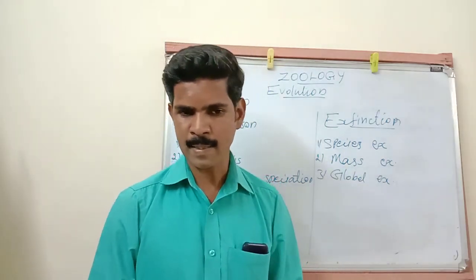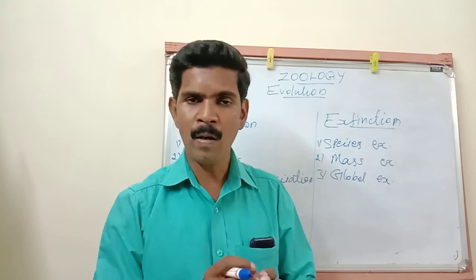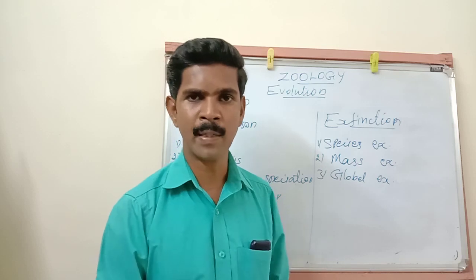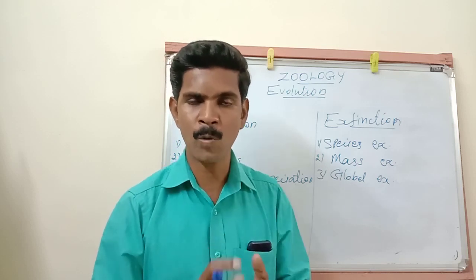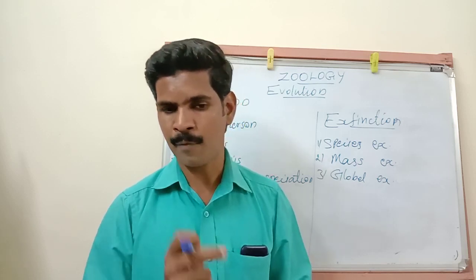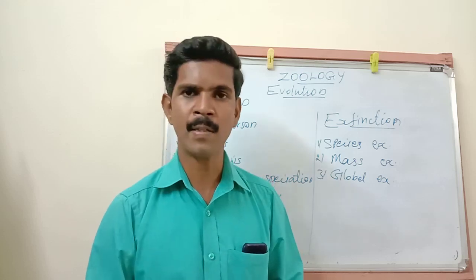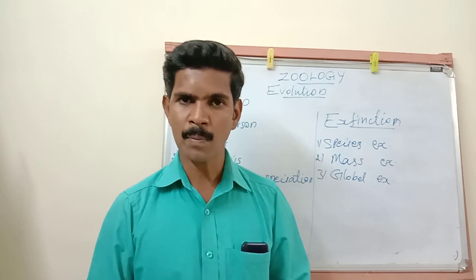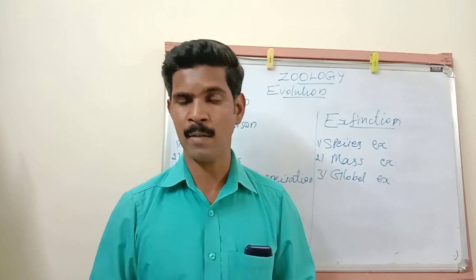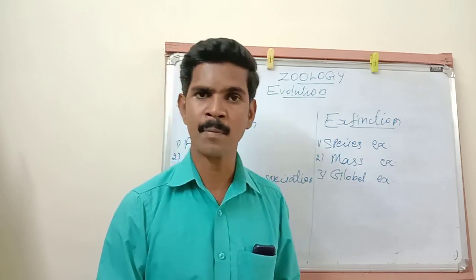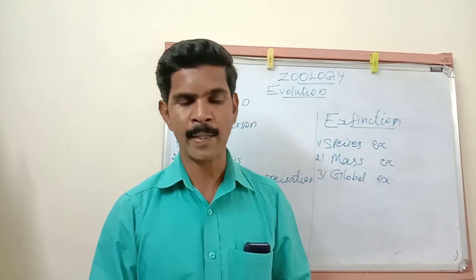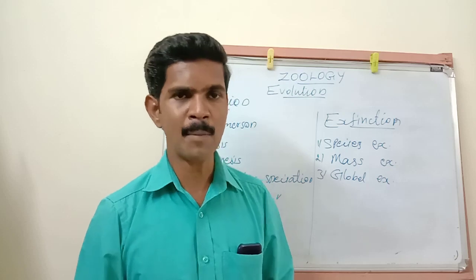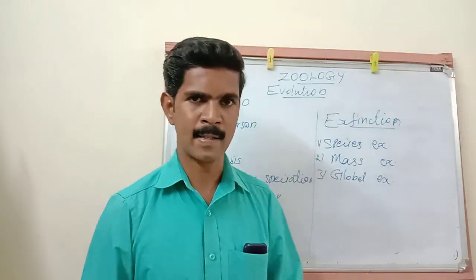Here, species extinction means the entire species is eliminated from the earth by two important events. The first is the environmental event and the second is the biological event. Because of these two events, the entire species is eliminated from the earth. So this type of extinction is called species extinction.